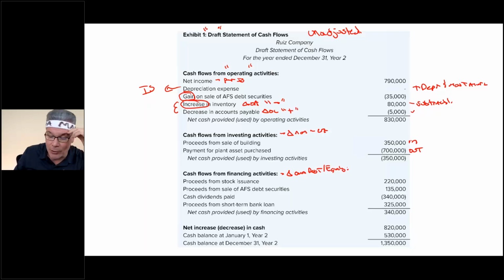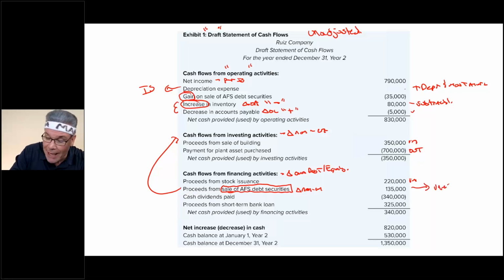Interest-bearing debt. Proceeds from a stock issuance, that should be an inflow. It looks like sale of an available-for-sale security. What is that doing over here? This is a change in a non-current asset. Wait a second, that belongs in investing. So this 135 should be an investing inflow.